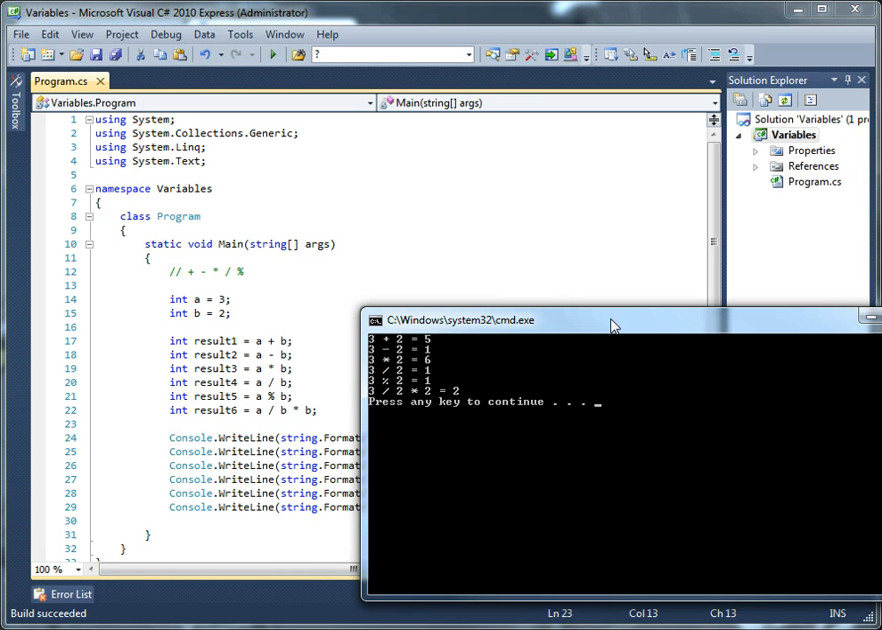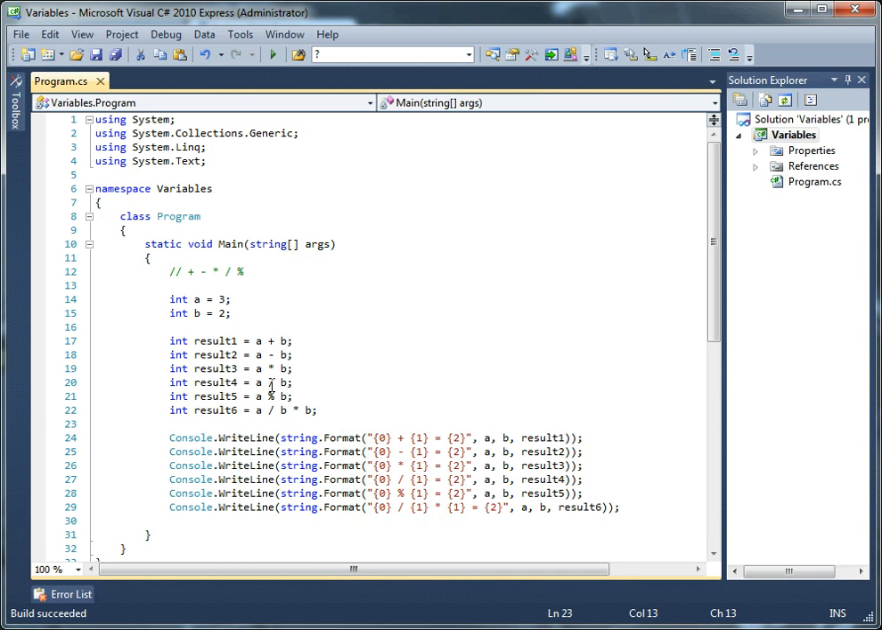Let me talk about what's actually going on here. When you divide an integer by another integer, you get an integer. You can't expect this to be a double or a decimal or anything else. It's just the way it works. So when I take a, which is 3, and divide it by 2, I get 1, because it's 1.5, and then it rounds down, or technically it rounds closest to 0. I'll talk about that in a second.